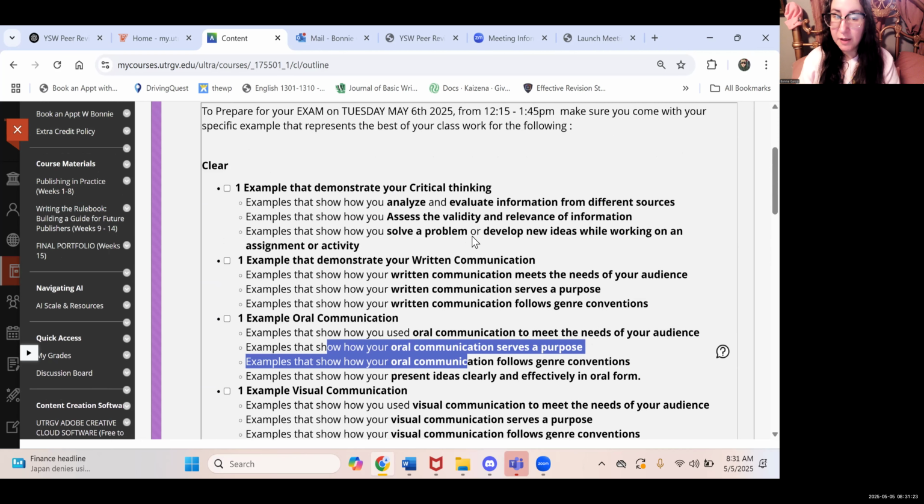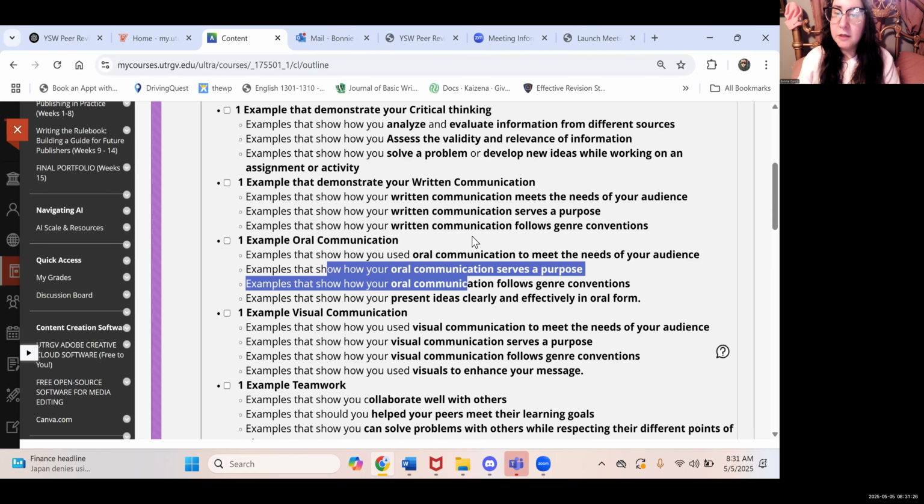Make sure that you have your examples with you so that you can upload them during the final as well.